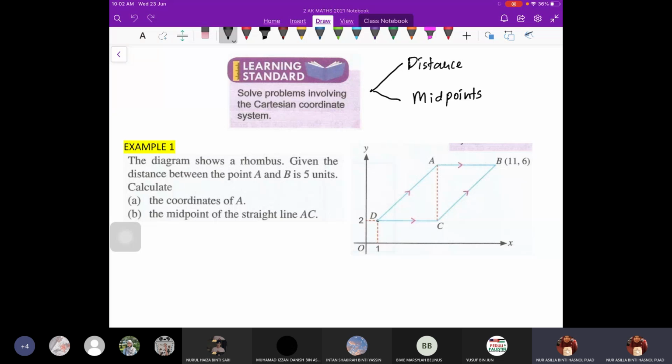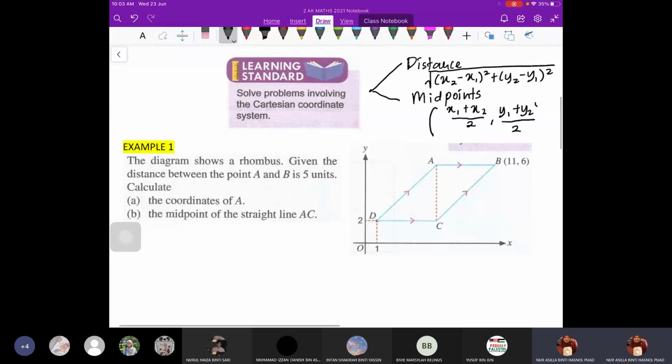Okay, two different formulas. So distance is the square root of x2 minus x1 square plus y2 minus y1 square. Okay, and then kita square root everything. So midpoints, formula dia adalah x1 plus x2 divided by 2 and then y1 plus y2 divided by 2. So these are the two formulas yang kita dah familiar.